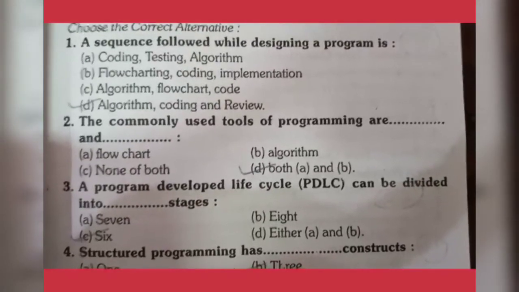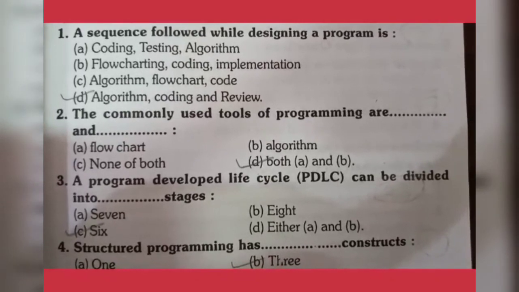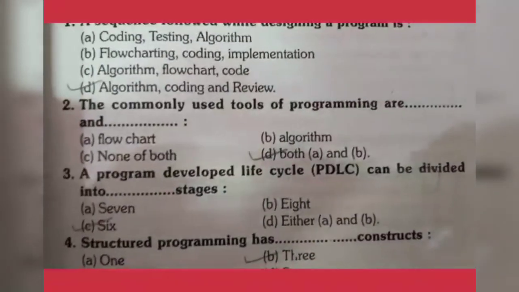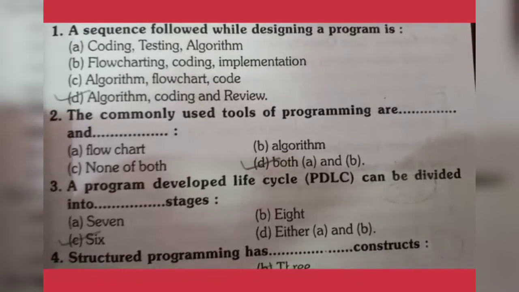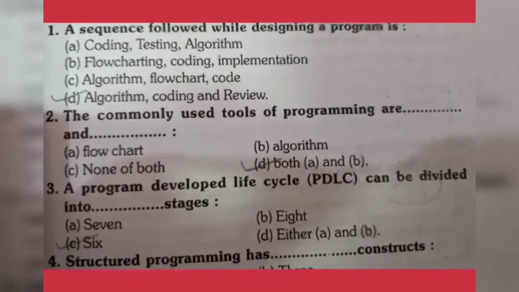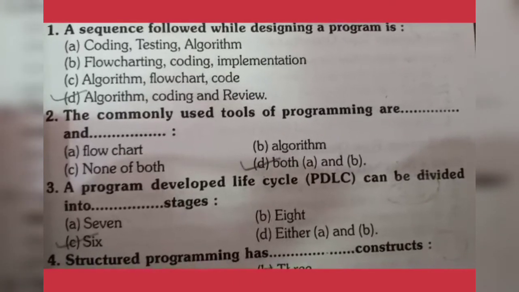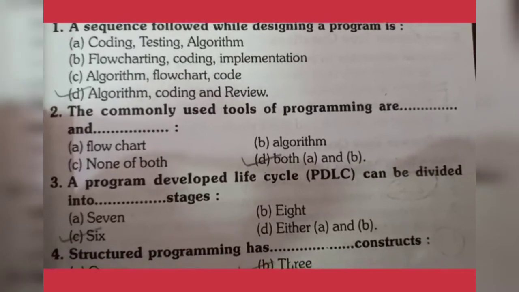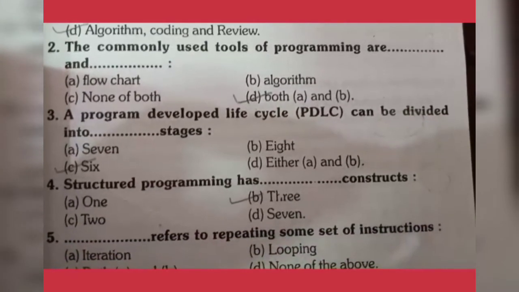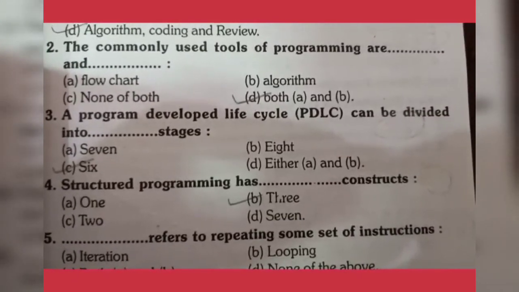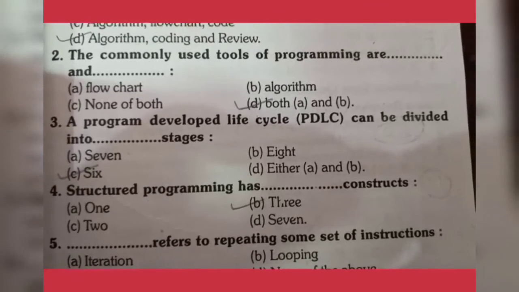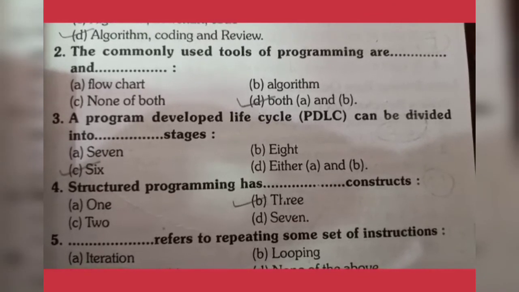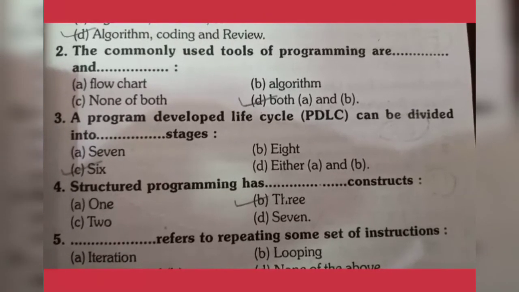Next question is, a sequence followed while designing a program is algorithm, coding and review. Next is, the commonly used tool for programming are flowchart and algorithm, both. Answer is both A and B. A program development life cycle, PDLC, can be divided into 6 stages.